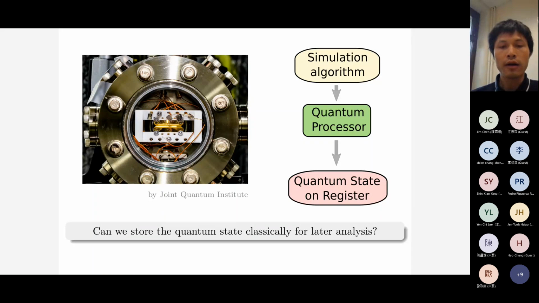Naturally, if we have quantum memory, this is an easy task. We just put it there, but quantum memory is extremely expensive. It's not so easy to do. So the simple way is to ask whether we can store the quantum state, or the information about the quantum state that we are interested in, classically for later analysis. The question is whether this is possible.